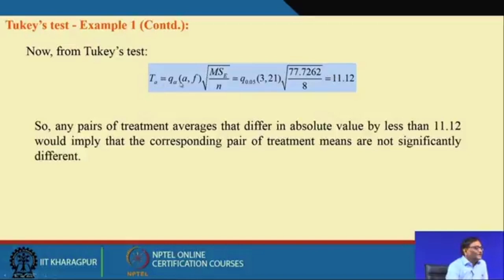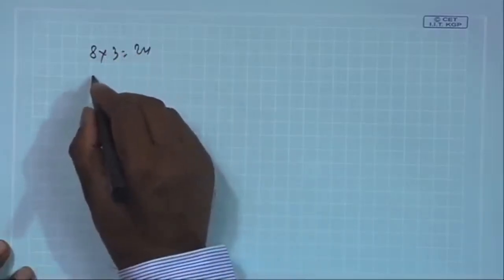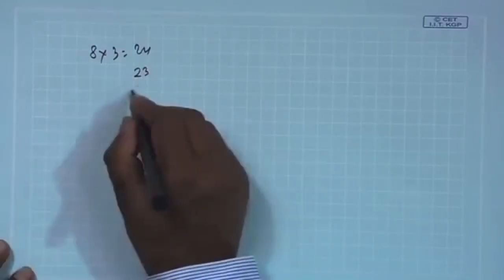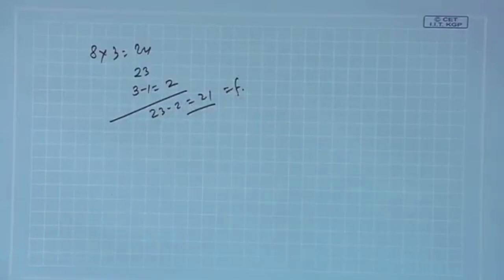What is the threshold value? The threshold value is q alpha a, root over MSE by n. Here q 0.05, alpha you have considered 0.05. There are three treatment levels, and 21 is coming from the error degrees of freedom. As I told you, you need to know the f value. Here f is the error degrees of freedom, because for this example there are 24 observations, so total degree of freedom is 23, then treatment degree of freedom is 3 minus 1, 2, then error degree of freedom is 23 minus 2 equal to 21, which is also f.